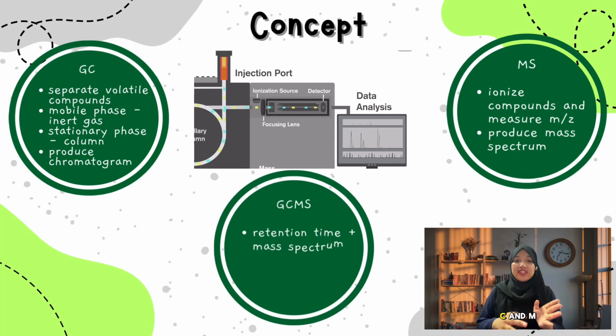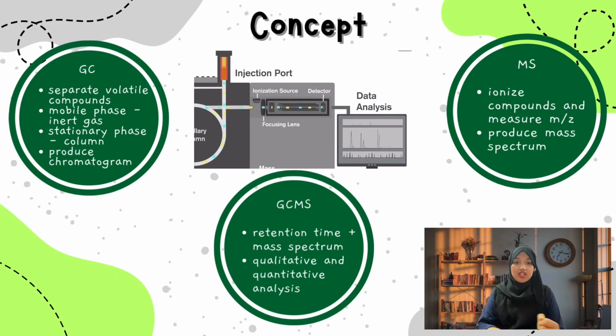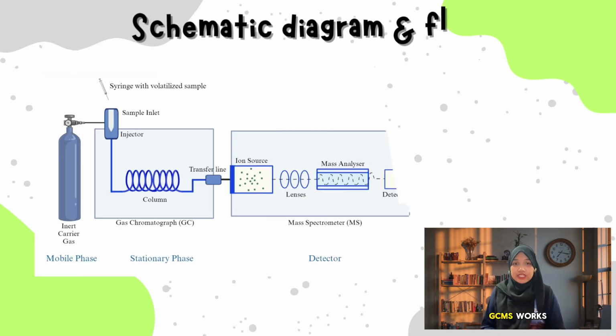When combined, GC and MS offer a powerful advantage. GC first separates the mixture into individual components, and then MS identifies and quantifies each one. This dual confirmation by retention time and mass spectrum greatly helps in qualitative and quantitative analysis, making GCMS highly reliable. This is the flow of how GCMS works.